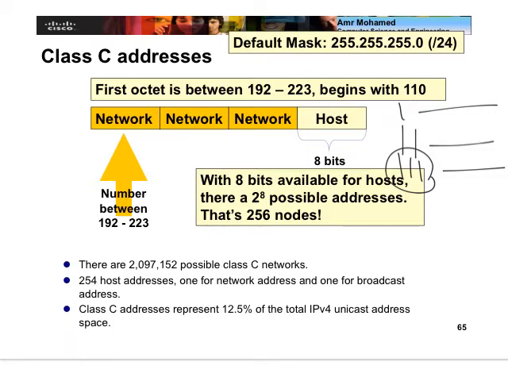Again, we took off 2, so it's 2 to the power 22. Okay, so this is the number of networks. And then the total number of different IP addresses is 2 to the power 30, right, because you have 2 to the power 8 hosts. So in total it becomes 2 to the power 30. Why 30? Because 8 plus 22 is 30.